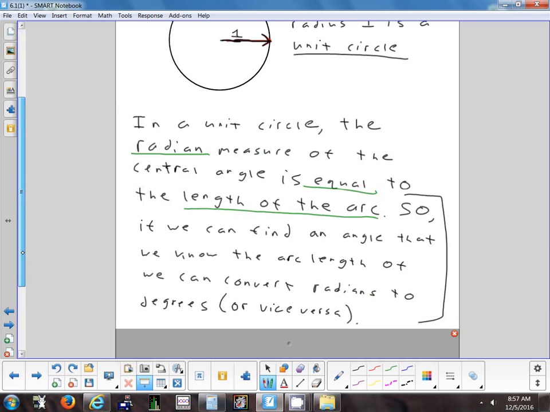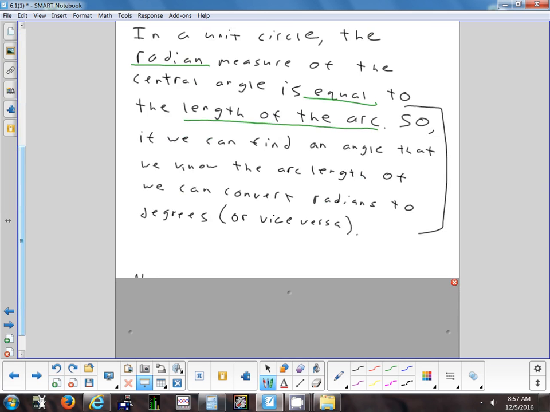What's the formula for circumference? Yeah? 2 pi r. C equals 2 pi r. And what would I fill in for r in a unit circle? Yeah, I'd fill in 1.